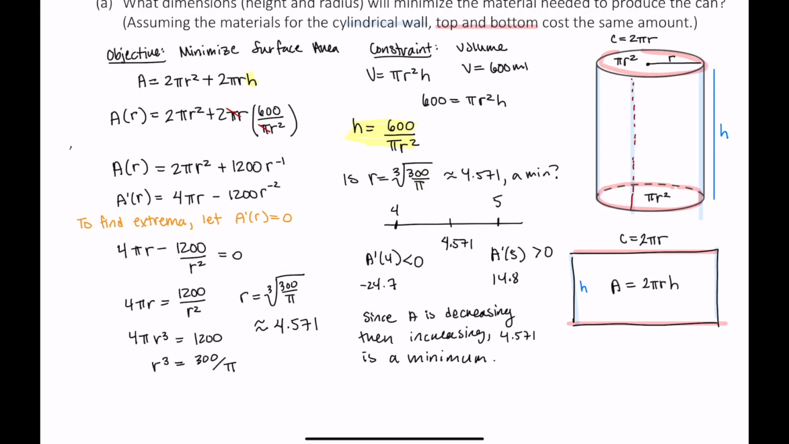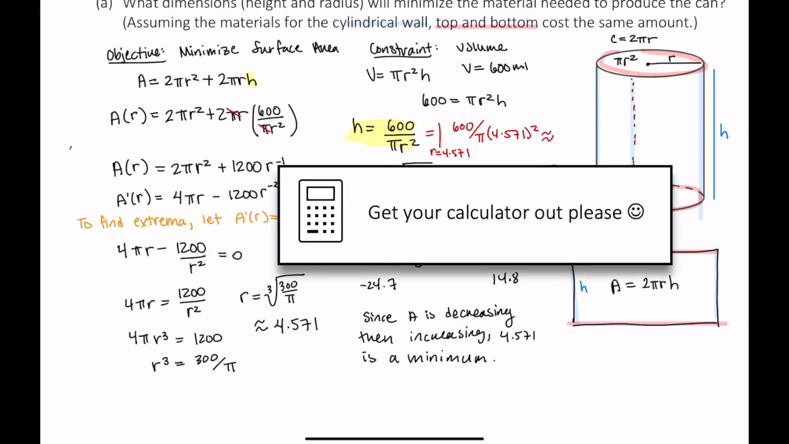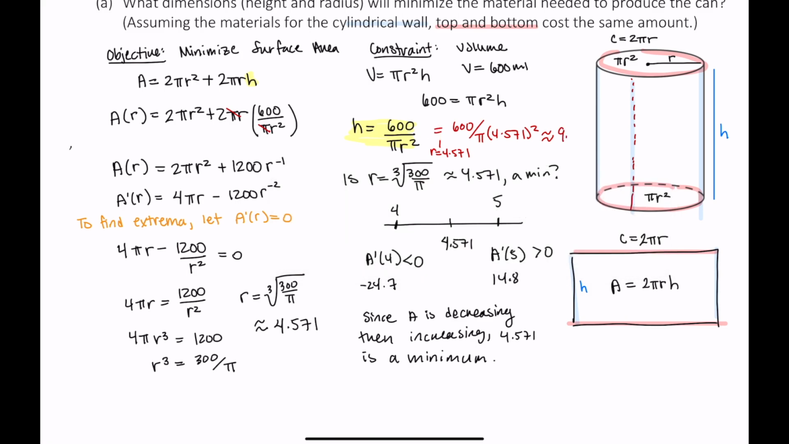Now, before we can write out our conclusion, I made some space here because we need to figure out what h is. So this is when r equals 4.571. So that would be 600 divided by pi times 4.571 quantity squared. Please get your calculator out and work that out. All right, you should have gotten 9.141. Well, what are our units? They are in centimeters.